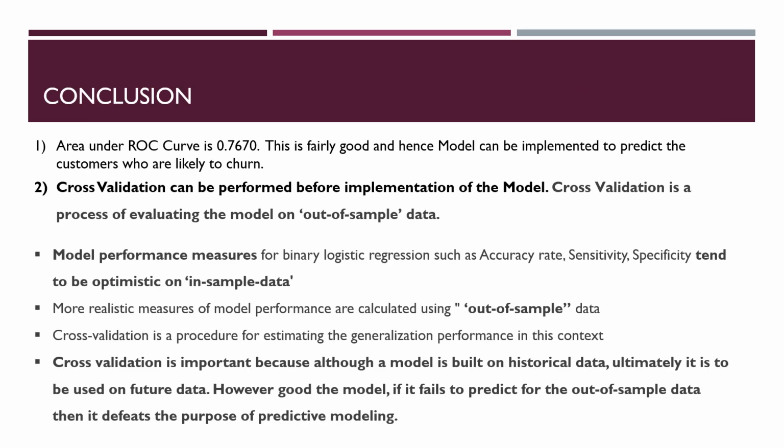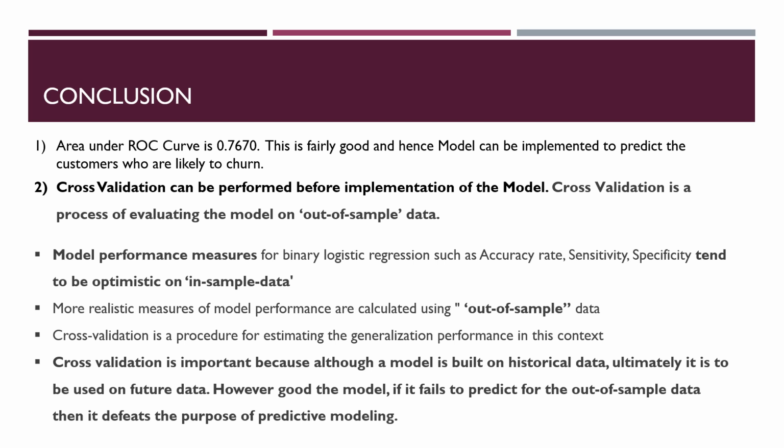So let us see what's the conclusion of the predictive modeling exercise for our data, which was for ABC Bank, and the objective was to predict the customer churn. Since the area under the ROC curve is 0.7670, this can be treated to be a fairly good model, and hence the model can be implemented to predict the customers who are likely to churn. But it is advisable to also perform cross-validation before implementing the model.